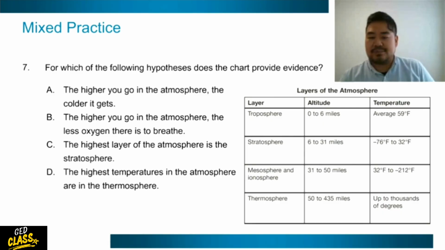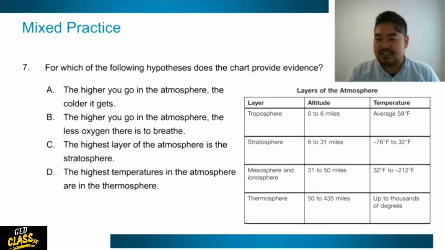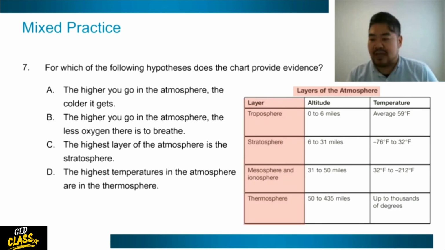Okay, let's take a look at number 7. For which of the following hypotheses does the chart provide evidence? And for something like this, we first want to take a look at the chart, which mentions layers of the atmosphere. And notice they're mentioning the different layers here, 4 different types of layers. And then there are 2 factors that are being measured here, the altitude and the temperature. So let's use process of elimination here to go through the answer choices.